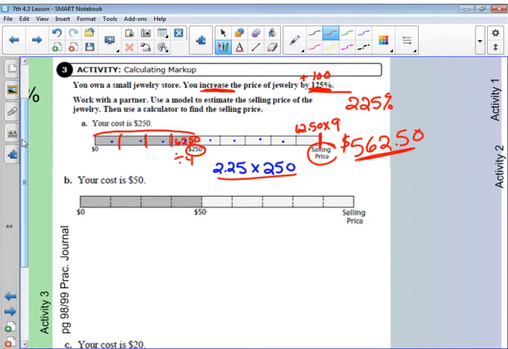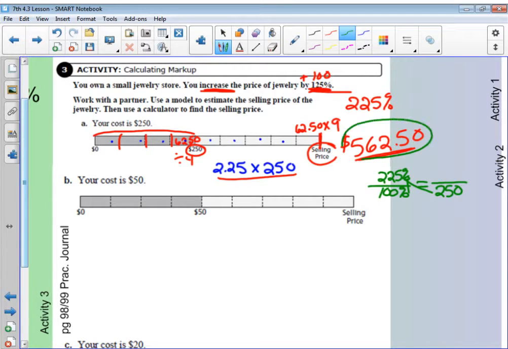The third method is you can set it up as a proportion. So you could set it up as 225% over the 100%. And I know you're used to having the larger number on bottom, but the 100%, the original percent or amount, was 250. And you can cross multiply, divide. It's still going to get us to that $562.50.